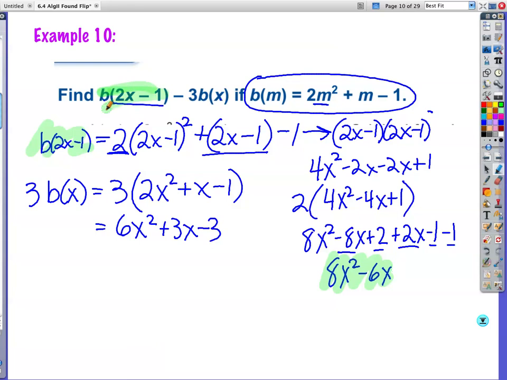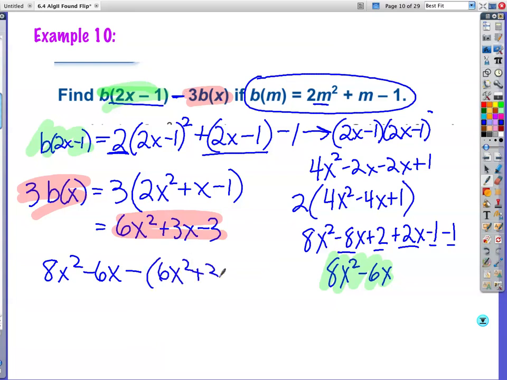Basically, this green, and now I'm going to take away, I'm calling it red now, this part, which is the same as this. So let me rewrite. The green, 8x squared minus 6x, and then minus, because that's what they tell me to do right here, minus 6x squared plus 3x minus 3. Whew. Now, what do I suggest you do? I suggest you switch the signs. So minus, switch, switch, switch, switch. It's basically the same as multiplying everything here by negative 1.